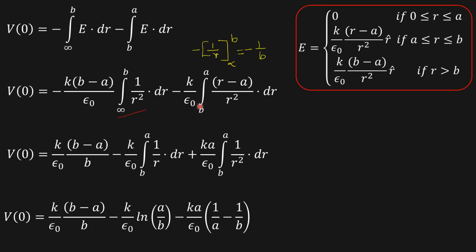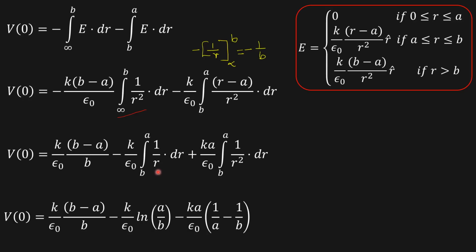Then for the next integral, you can separate this into two parts. One is minus K over epsilon naught times R over R squared. R over R squared is 1 over R, of course with dR. Next, since A is a constant, you can take it outside the integral. So K A over epsilon naught times 1 over R squared. Of course, here you have minus, here you have minus. Minus of minus will become plus.